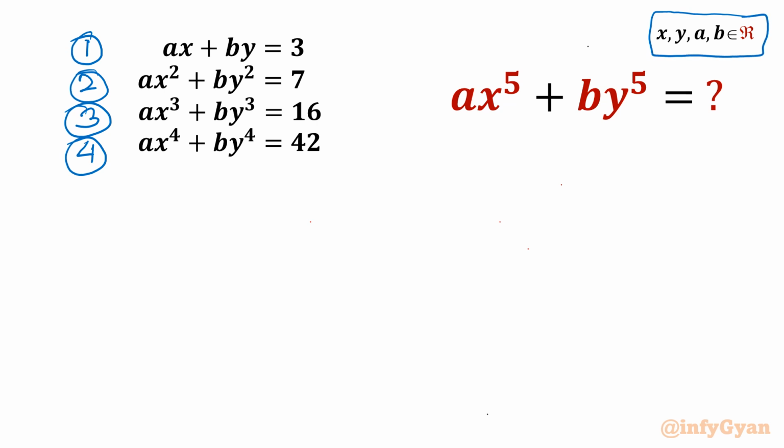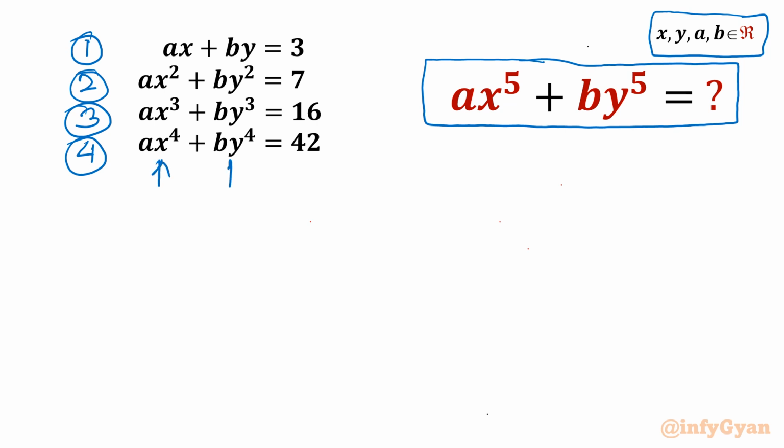So let's get started by writing equation numbers first, 1, 2, 3, 4. Now if you see what is required, ax^5 + by^5. If I multiply our equation number 4 with x for this term and with y for this term, it would be ax^5 + by^5. So I am going to multiply equation 4 with x plus y. See what will happen.